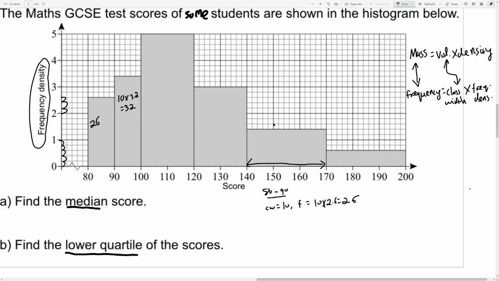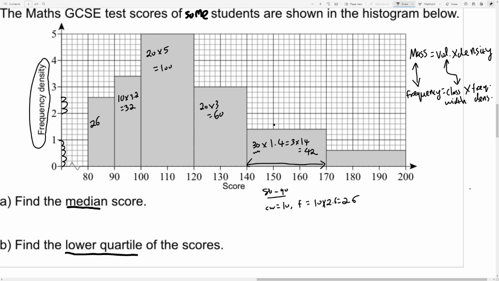You would usually have a calculator for these questions. The next one, class width of 20, frequency density of 5. 20 times 5 is 100. Next one, class width of 20, and a frequency density of 3, which gives us a frequency of 60. And the next one, 170 take away 140 is 30, that's our class width, times by a frequency density of 1.4. And a little trick, we can think of that as 3 times 14. I can just say this is 3 times 10. 10 times 1.4 is 14. I have 3 times 14, which is 42.